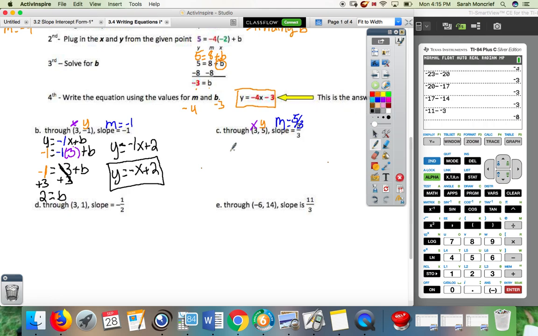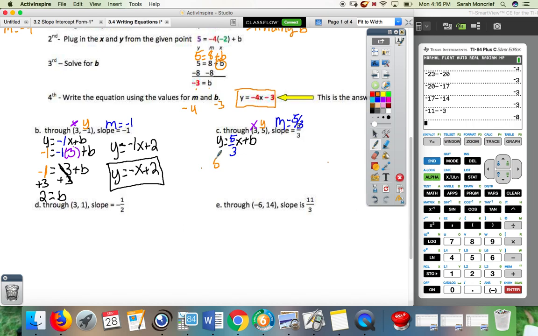So let's start by only plugging in my m. So I have y is equal to 5/3 x plus b. Now, can I do anything with the only number being 5/3? No, I can't. Do I have a b? No, I gotta find it. But do I have an x and a y? Yeah, I have x is 3 and y is 5, so let's plug those in.